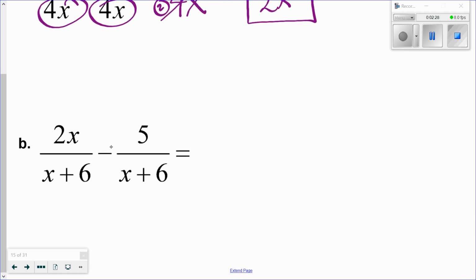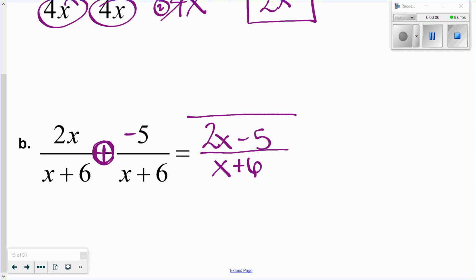Another thing you're going to hear me say a lot: when there is a minus sign between two fractions, whether they have the same denominator or not, the first thing I always do is make this a plus, and then I make everything behind it an opposite. So not necessarily a negative, but an opposite. And since 5 was positive, it becomes a negative. Now remember, when we add fractions, we keep the bottom, as long as the bottoms are the same. And then the top, you will combine like terms, and you can't take 2 minus 5, so it's 2x minus 5. And then you leave it just like that.